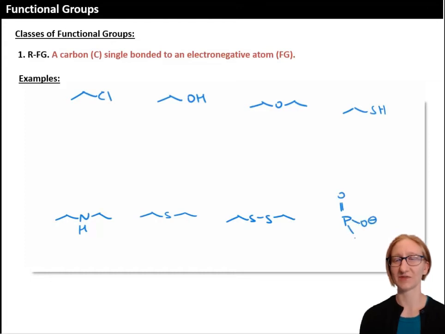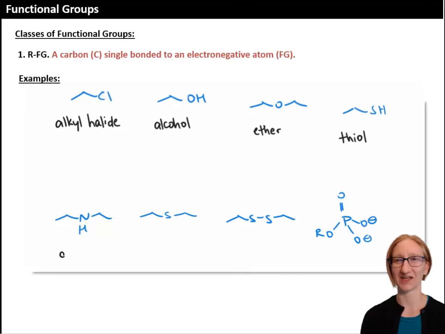Next, we'll go through and name these common functional groups. So feel free to pause the video and take a crack at naming or identifying them yourself before we go through them together. An alkyl halide is exactly what it sounds like. It's an alkyl group bound to a halogen. An alcohol we just saw on the last slide, so you should be able to identify it. It's an oxygen bonded to an organic group and a hydrogen.